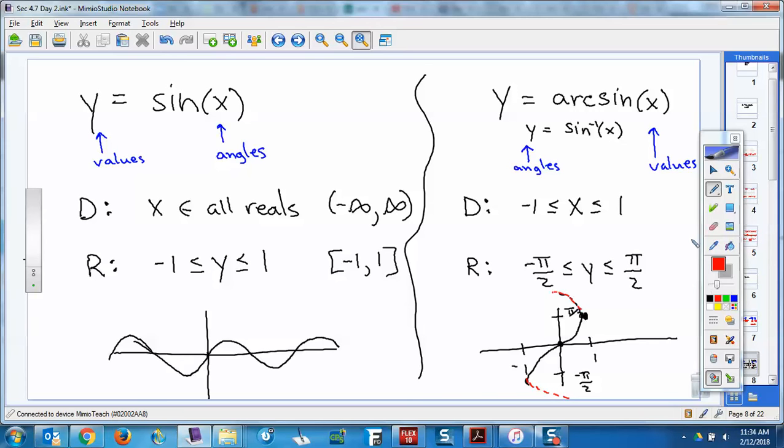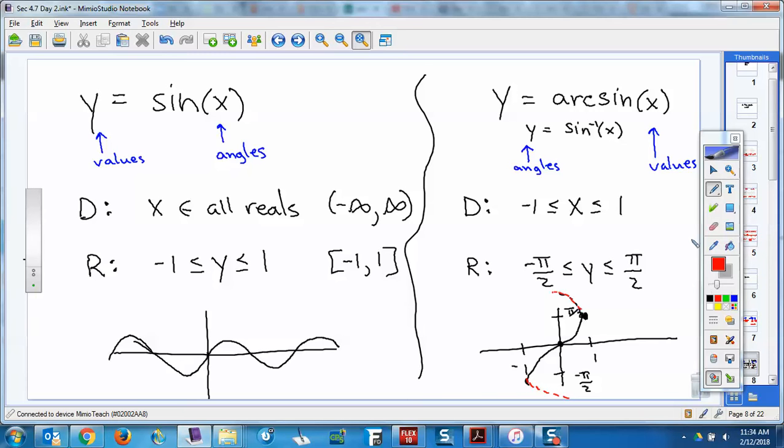So what does arc sine look like? That means we're putting values in and getting angles out. Remember what I told you: when you see arc sine, you should say to yourself, the angle whose sine is. So if it's arc sine of 1/2, you should be saying the angle whose sine is 1/2. You're getting angles out, values in. So your domain is -1 to 1. Your range is angles, and they have to be between -pi/2 and pi/2.